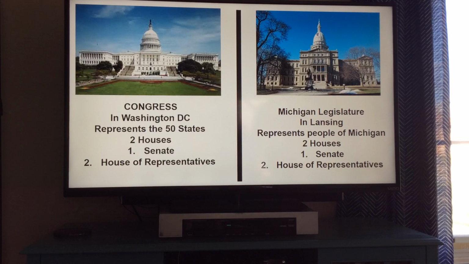We're mostly going to focus today on Congress, on the federal government. You should have learned about the Michigan legislature back in 4th grade, and I'm sure you remember all of that in exacting detail, and that's great. So now we're going to move on, take the national look, and look at Congress.